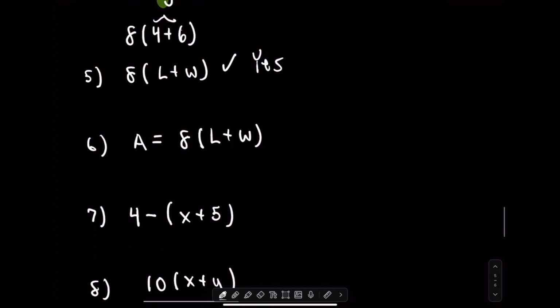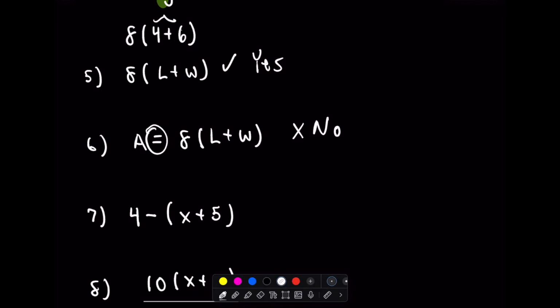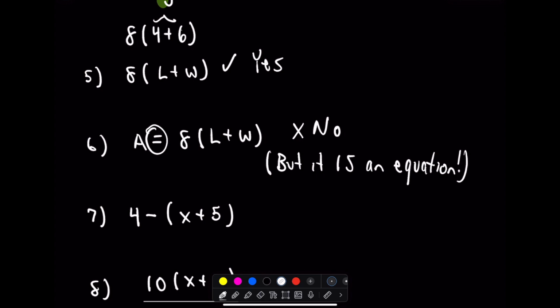Okay, now one thing you can immediately pick out to know when you don't have an expression is if you have an equal sign. So already I know that no, this is not an expression, but it is an equation. And we will deal with equations all throughout algebra. We will be dealing with equations forever and ever in mathematics. So it is an equation, but it's not an expression because of that equal sign.